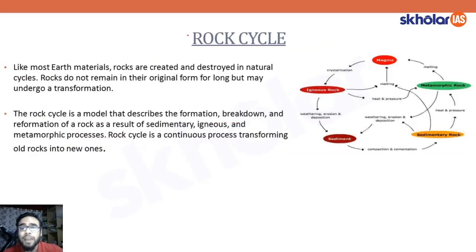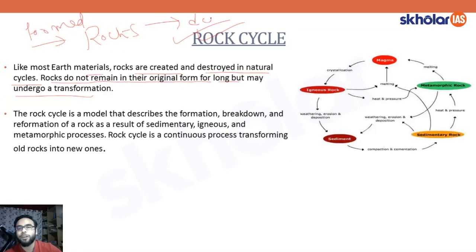Now the last topic for today is your rock cycle. What is a rock cycle? Like most earth materials, rocks are created and destroyed in natural cycles. So rocks do not remain in their original form for a very, very long time. So what is happening to rocks? On one hand, rocks are getting formed, and on the other hand, rocks are getting destroyed. And these destroyed rocks will again result in formation of rocks. Destruction will again lead to formation, formation will again lead to destruction. So there is a cyclic process.